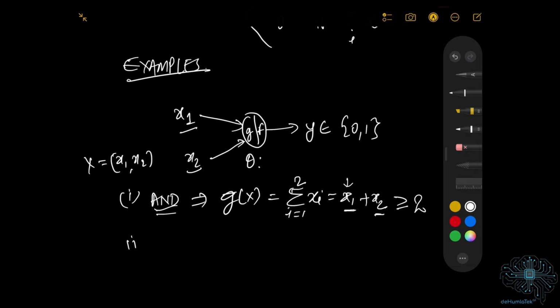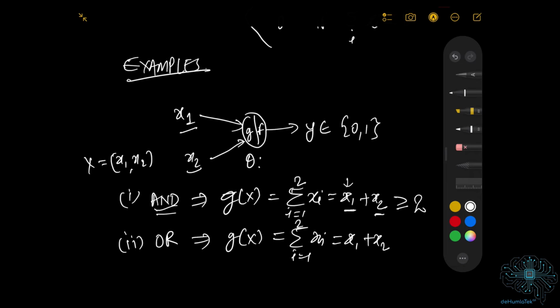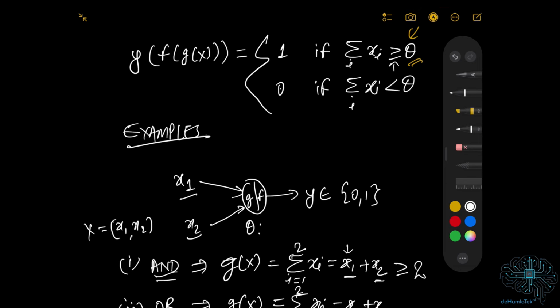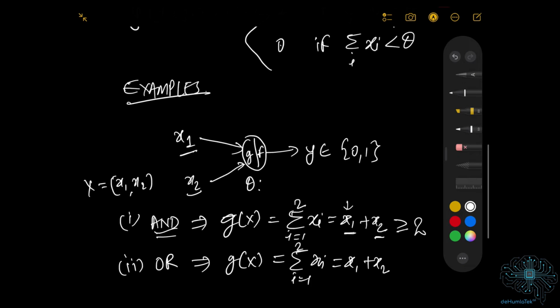If we want that neuron to act as an OR gate, then for the summation of x_i, either one of these inputs has to be 1. So it can be both 1 or just one of them 1. That means the sum has to be greater than or equal to 1.